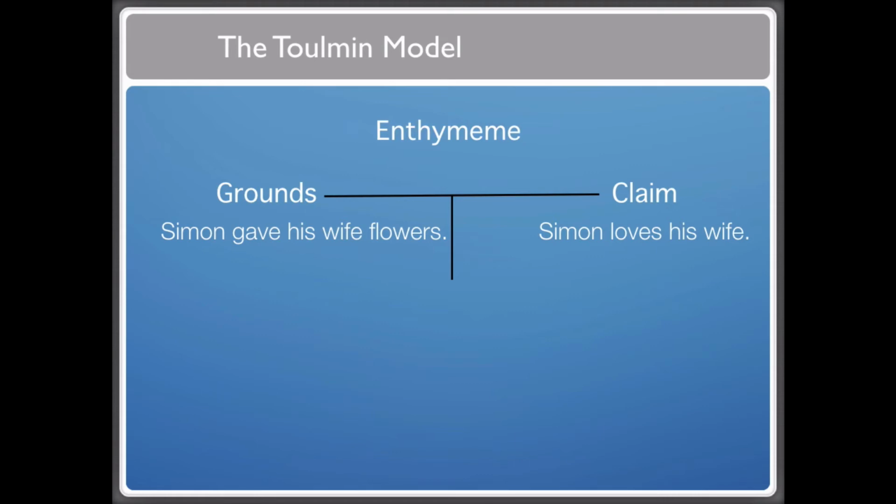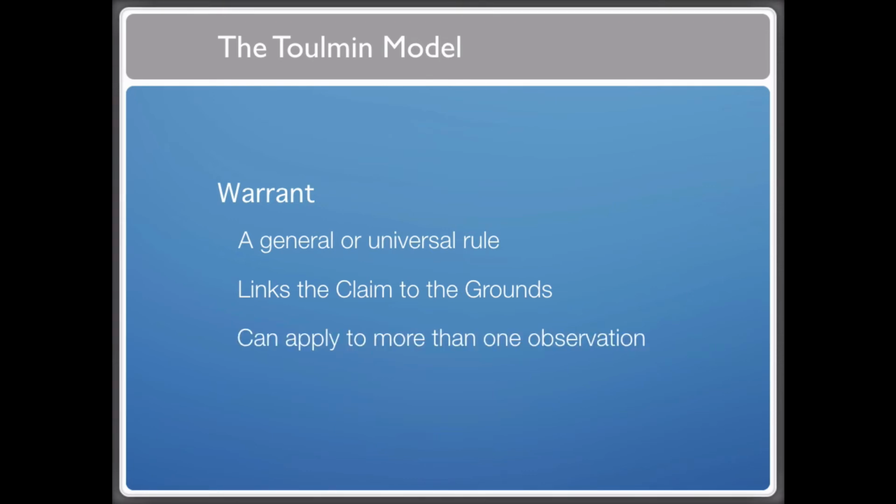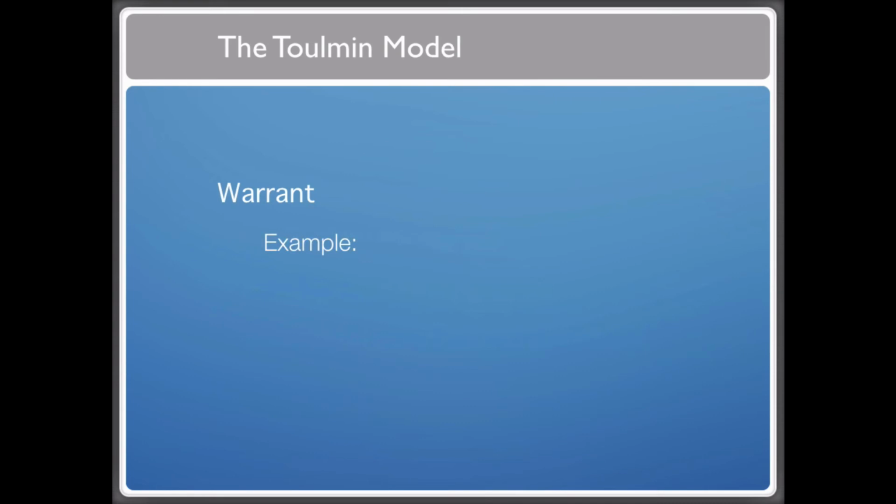But somehow we have to link the claim to the grounds. We need something to bring them together. And to do that, there's a third part to the model, and it's called a warrant. A warrant is a general or universal rule. And it is that rule that links the claim to the grounds. And one of the key aspects of a warrant is it can apply to more than one observation. So for example, in this particular argument that we have, we could say that people who give flowers to their wife love them. And the argument would look like this.